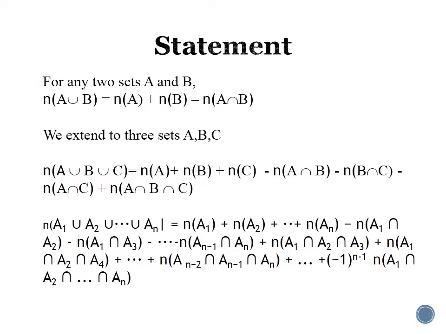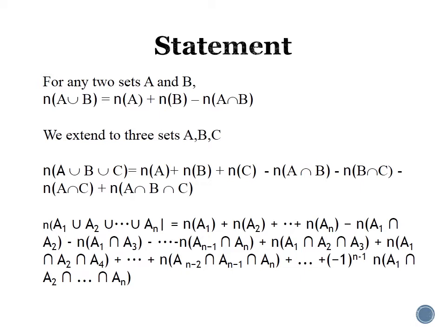Okay. The same thing can be extended to three sets. Cardinality of A union B union C equals cardinality of A plus cardinality of B plus cardinality of C minus cardinality of A intersection B minus cardinality of B intersection C minus cardinality of A intersection C plus cardinality of A intersection B intersection C.